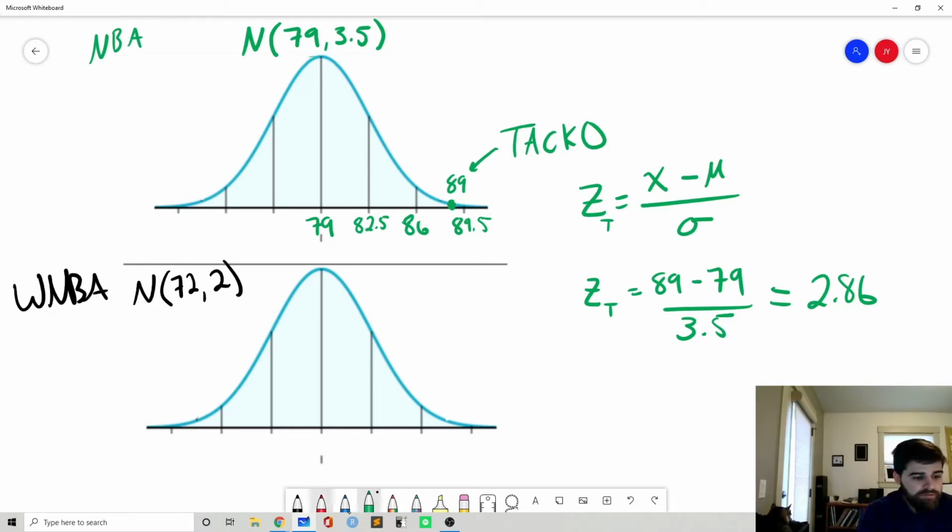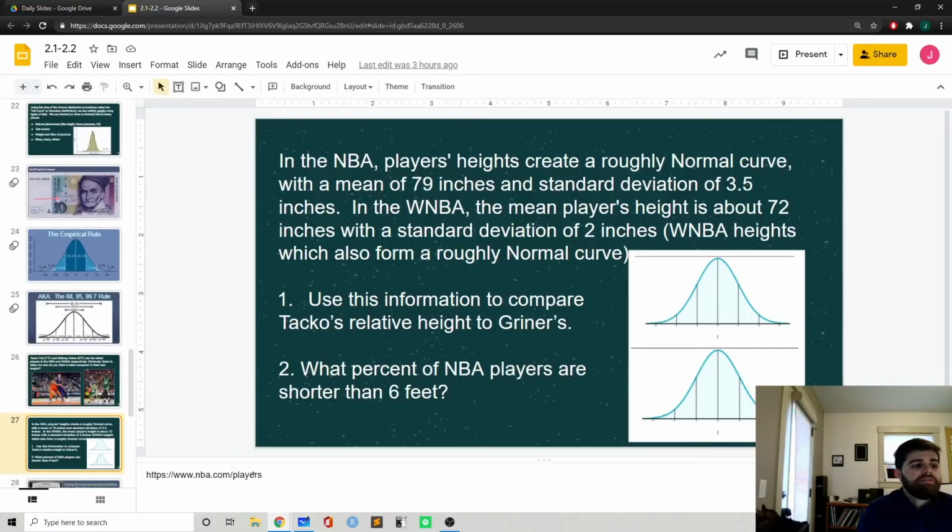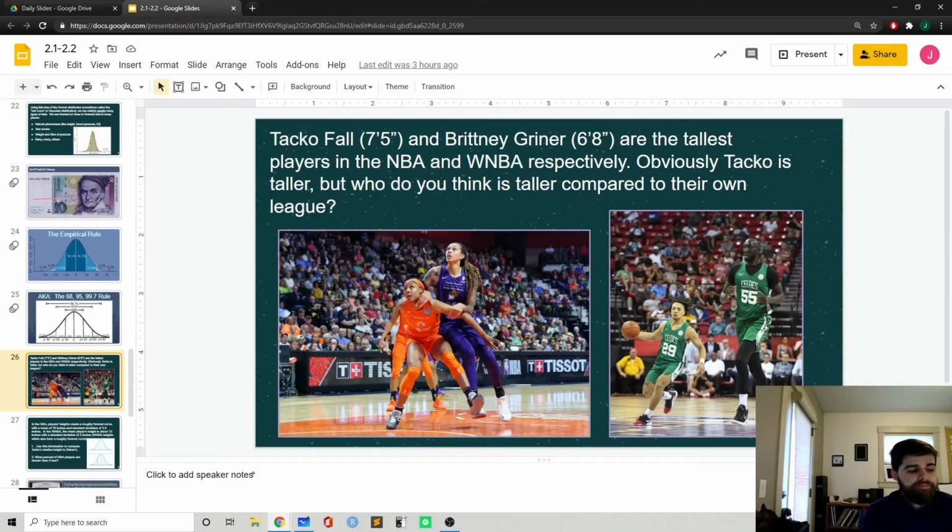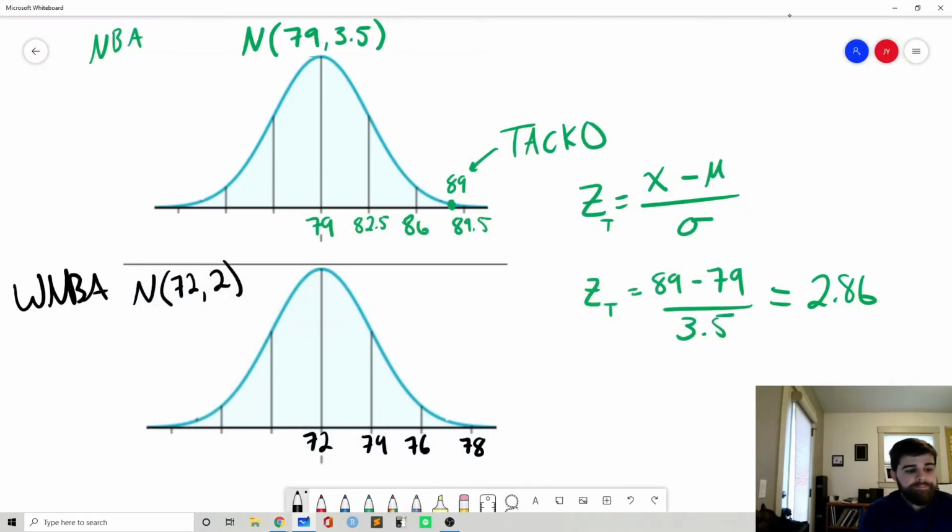Okay, we can do the same thing for Brittney Griner. So let's fill out our chart a little bit. This one's a little bit easier to do. We said that Brittney Griner was 6'8", so that's big. That's 80 inches. So Brittney Griner would be right here, 80 inches.